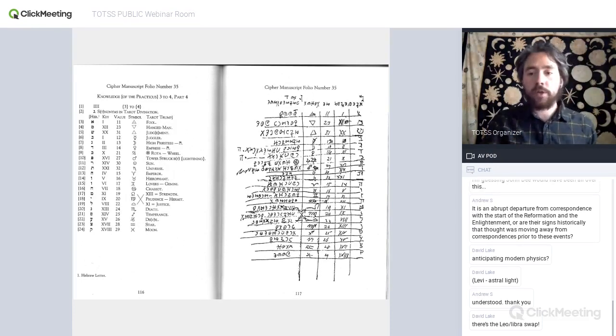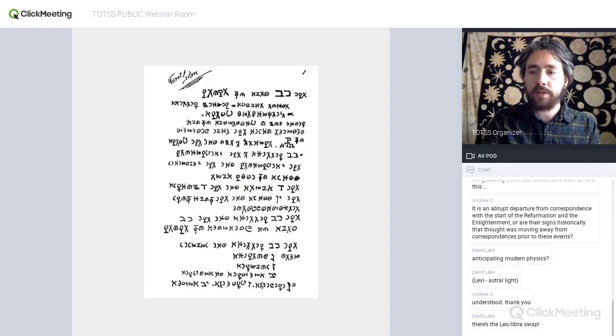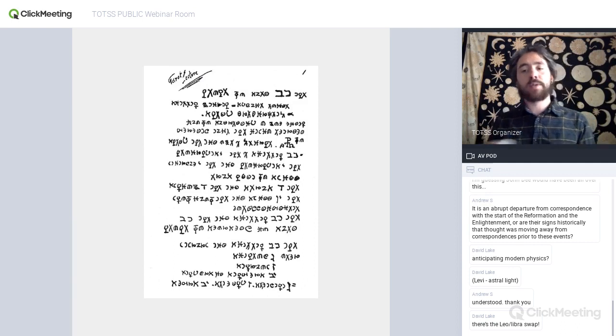Okay, so I'm going to show you a couple more pages from the cipher manuscript here, just to give you a little bit of a taste of some of the tarot material that's here. There's really only a few pages about the tarot.